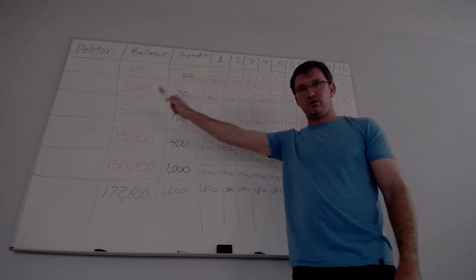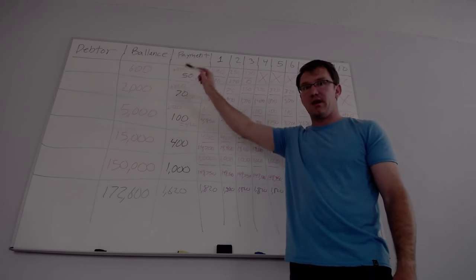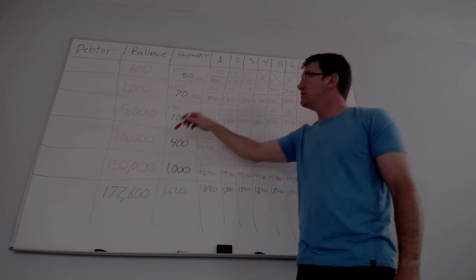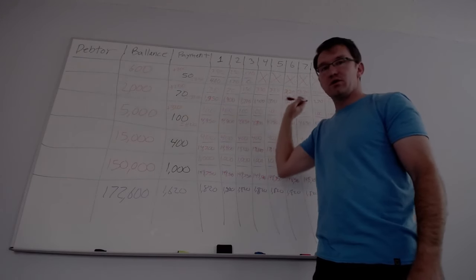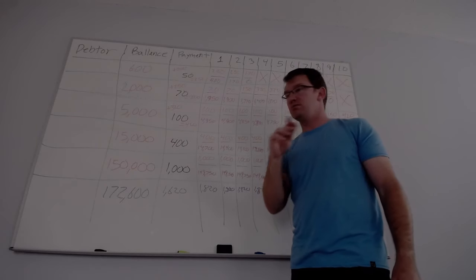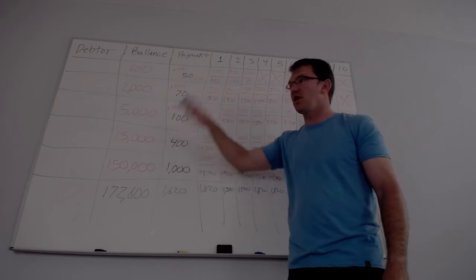Debt, what you owe. Balance, how much you owe. Payment, how much you pay each month. And then we can go through here. If you want to message me, you can. Show me what yours is. I'll put it up on the board.